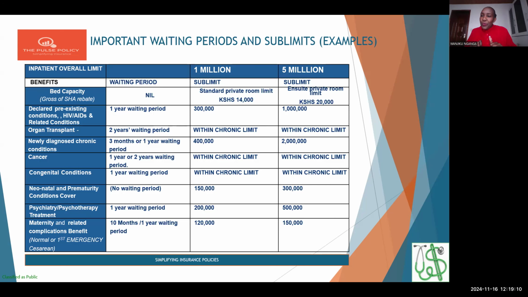Now let's come to this slide that is so important. Please take time to look at this slide. It is very important for you to understand. I will take you into details of what happens.